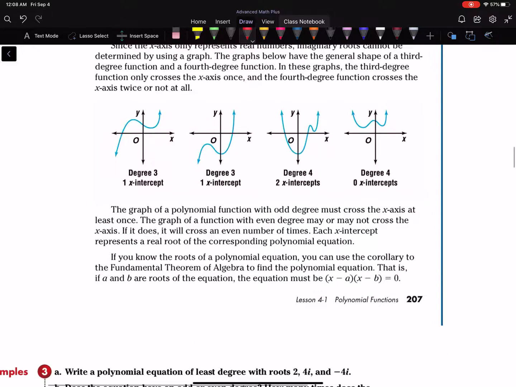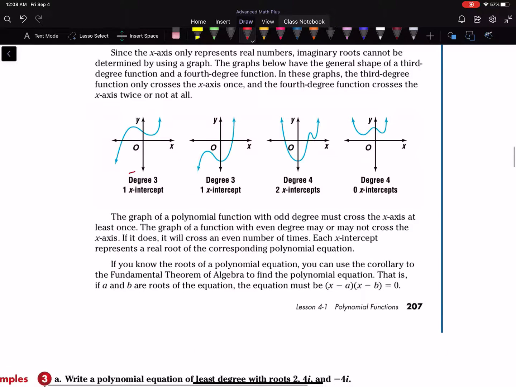So down here we have examples. This is a degree of 3, but there's only 1 x-intercept. So what does that mean? That means there's only 1 real answer. Okay? Well, there's 3 total, so that must mean there's 2 imaginary. Okay, and imaginary answers always come in pairs. You will either have 2 imaginary answers or 4 imaginary answers or, excuse me, 6 imaginary answers. They always come in even numbers. Okay, you can never have an odd number of imaginary roots.